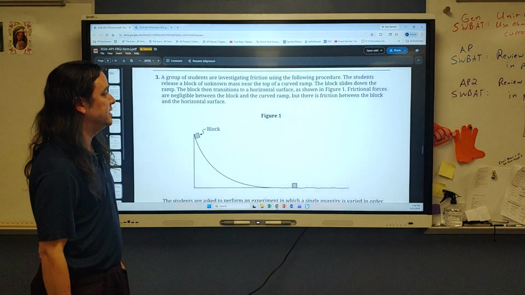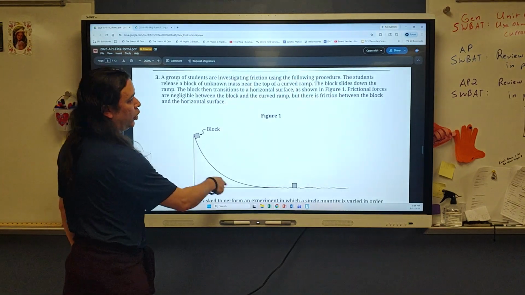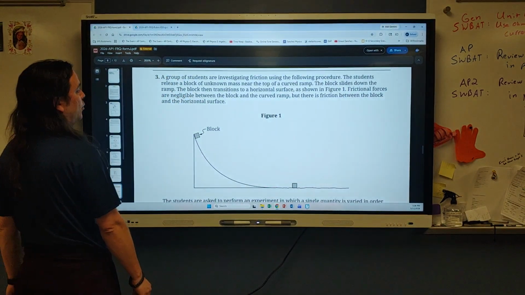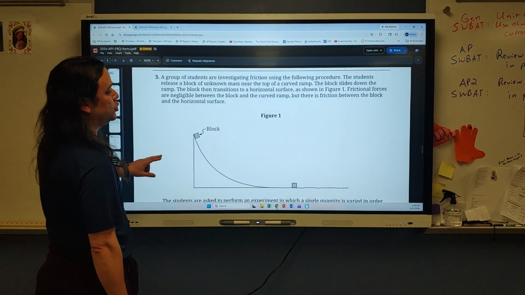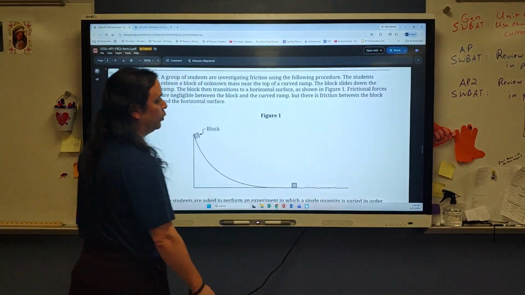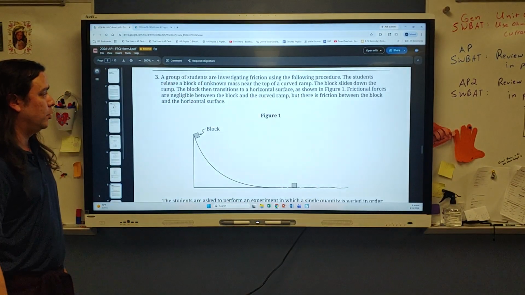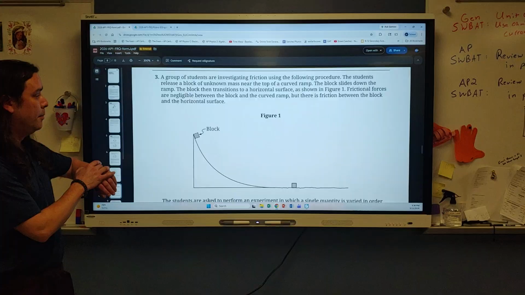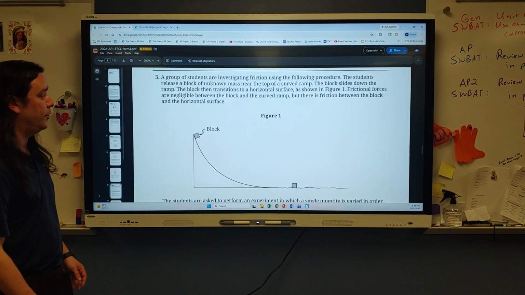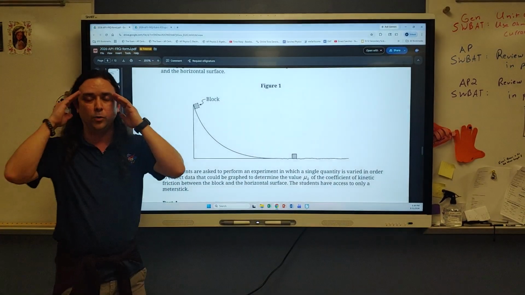They do identify this as an unknown mass near the top of a curved ramp. The block slides down the ramp. The block then transitions to a horizontal surface as shown in figure 1. Frictional forces are negligible between the block and the curved ramp, but there is friction between the block and the horizontal surface. Okay, I read all of that.